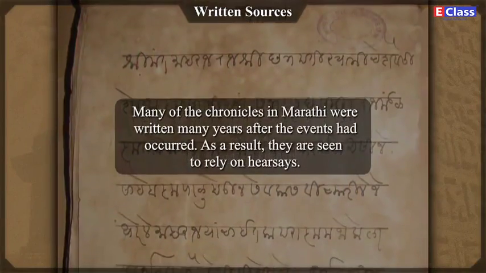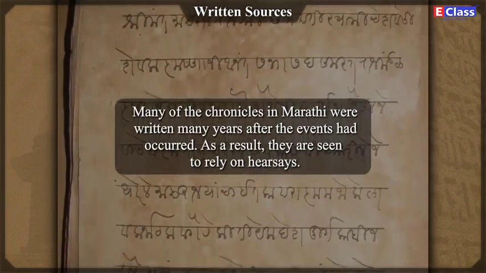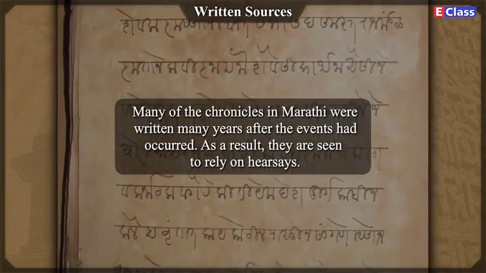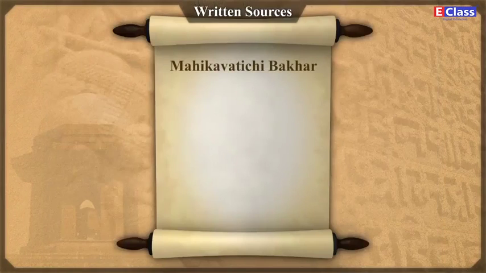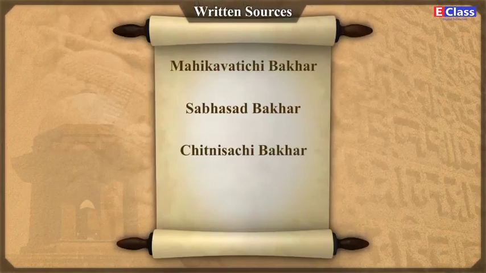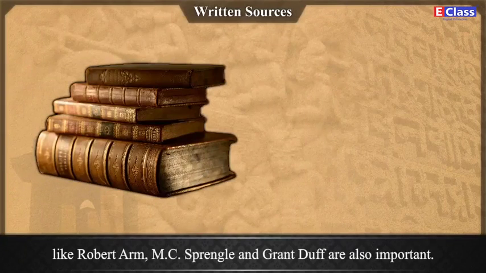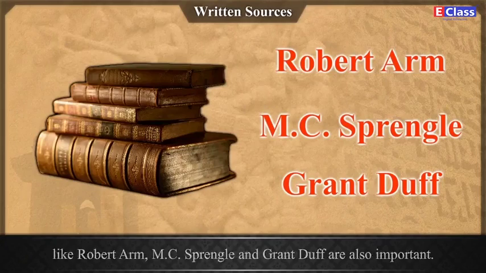Many of the chronicles in Marathi were written many years after the events had occurred. As a result, they are seen to rely on hearsay. Some of these chronicles are Mahikavatichi Bakhar, Sabhasad Bakhar, Chitnisachi Bakhar, Bhausahebachi Bakhar, etc. The works of contemporary Western historians like Robert Orme, Sprengel, and Grant Duff are also important.